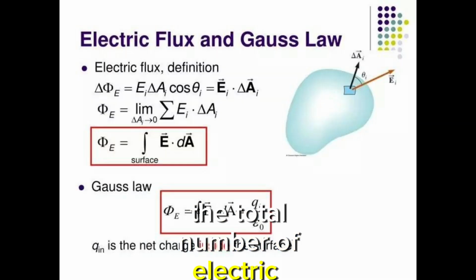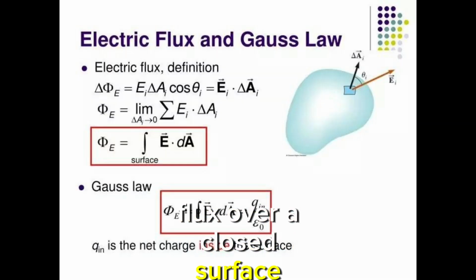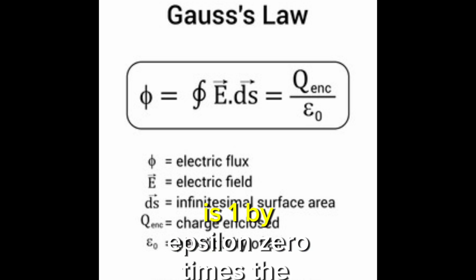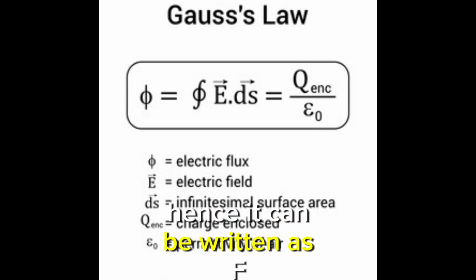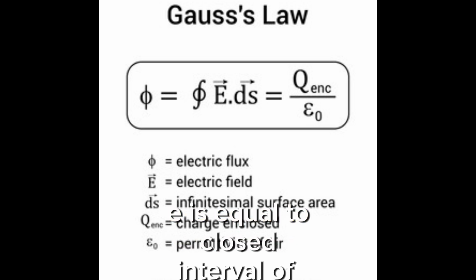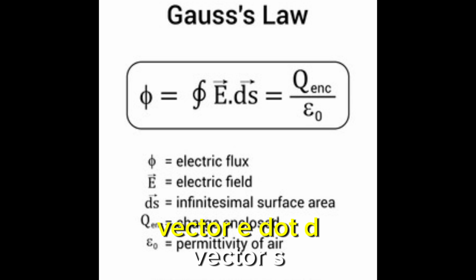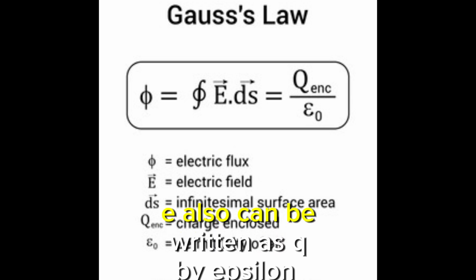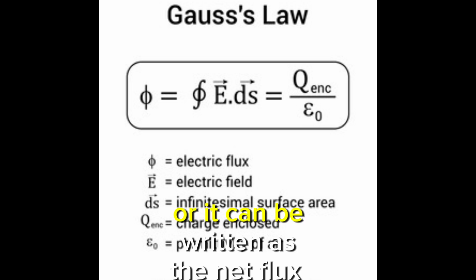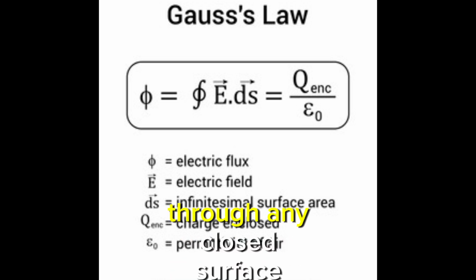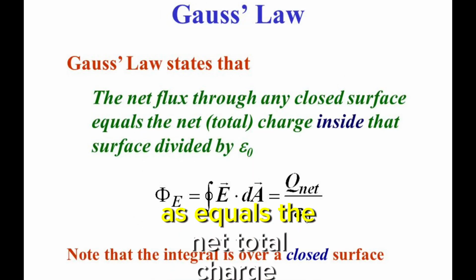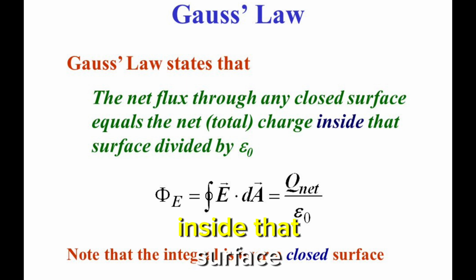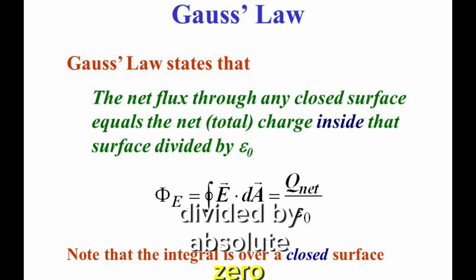Next under this is Gauss's theorem. The total electric flux over a closed surface S in a vacuum is 1 by epsilon 0 times the charges contained inside the surface. Hence it can be written as phi E is equal to the closed integral of vector E dot d vector S, also written as q by epsilon 0. Or it can be said that the net flux through any closed surface S equals the net total charge inside that surface divided by epsilon 0.